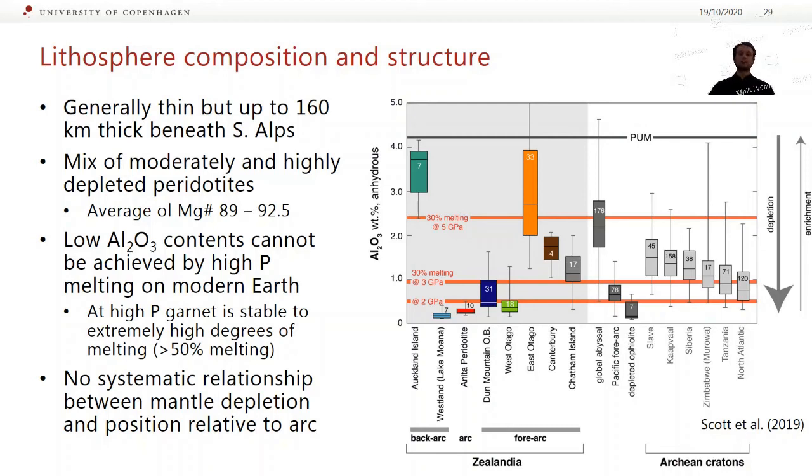And that's because at high pressures, garnet is stable to extremely high degrees of melting, about 50% or so. So you can see the red bars going across are for 30% melt extraction at 5 GPa, 3 GPa, or 2 GPa, which is about 150, 90, and 60 kilometers depth. So there's evidence that at least some of these require low pressure melting. There's also no systematic relationship between how depleted the mantle is and the position relative to the Cretaceous arcs.